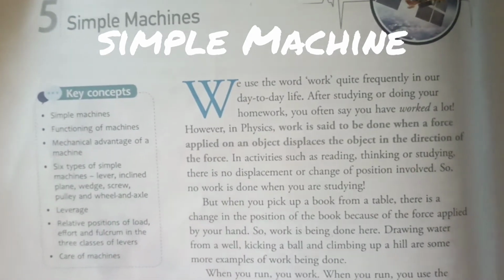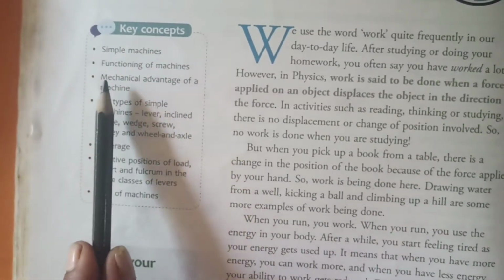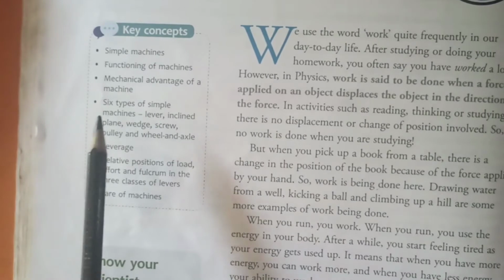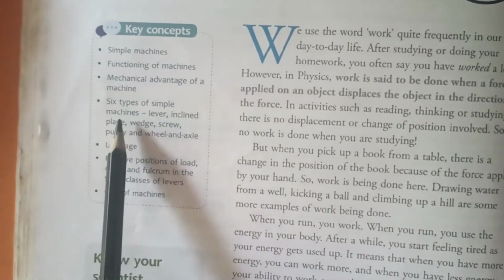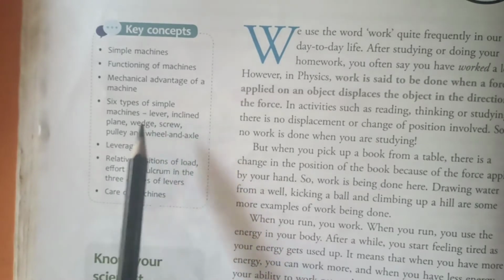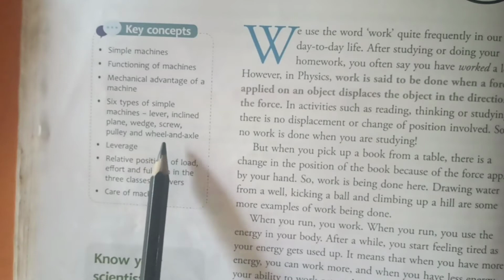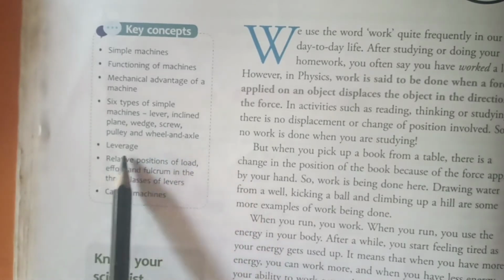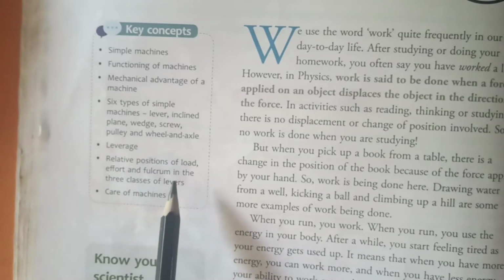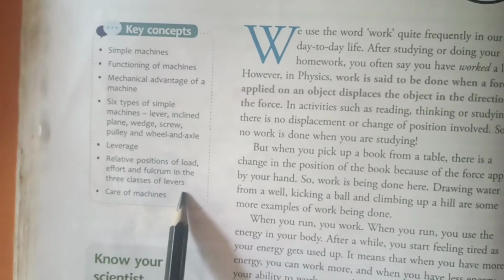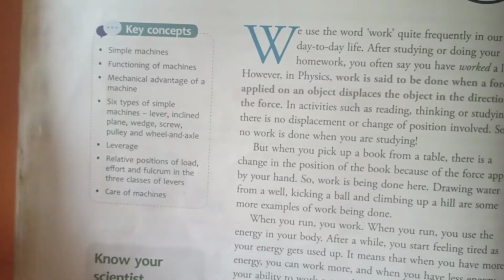In this chapter we will complete the main points of simple machines, functioning of machines, mechanical advantage of a machine, six types of simple machines: lever, inclined plane, wedge, screw, pulley and wheel and axle. Leverage, relative position of load, effort and fulcrum in the three classes of levers, and care of machine. So let us start it.